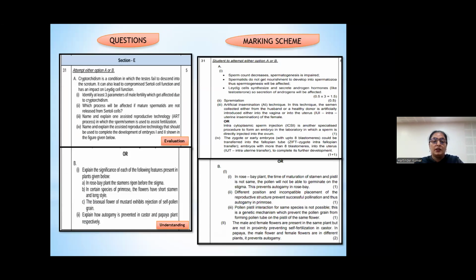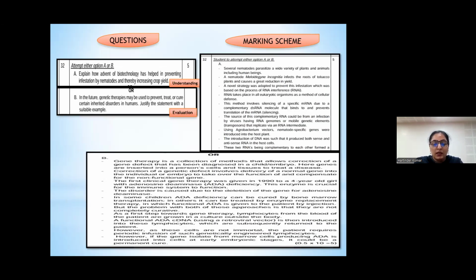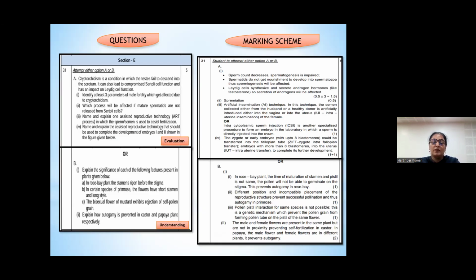The last section, that is section E, has 5 marks questions. They are long questions. In this, they have given choices. One choice we can see is related to evaluation and another choice is of understanding. In this, they have to choose either A or B. You can see in the second question, one is understanding or evaluation. That is, they have given both the choices. In both the questions, they have taken the same pattern.